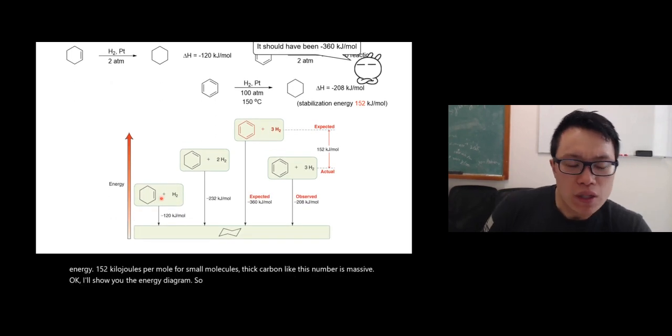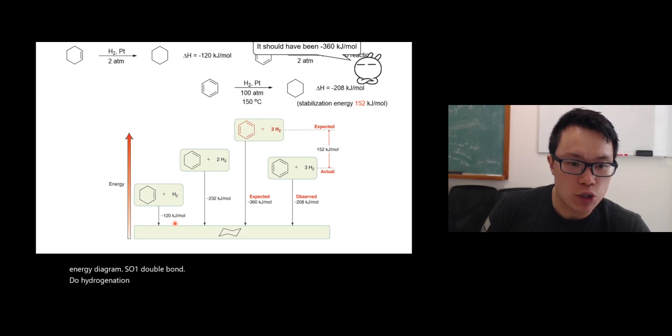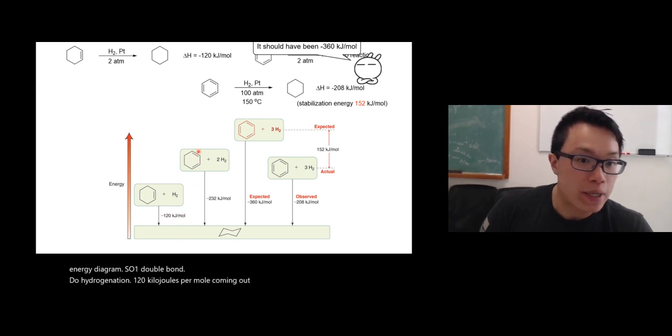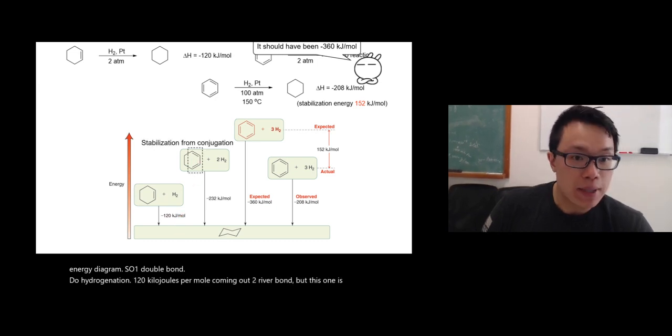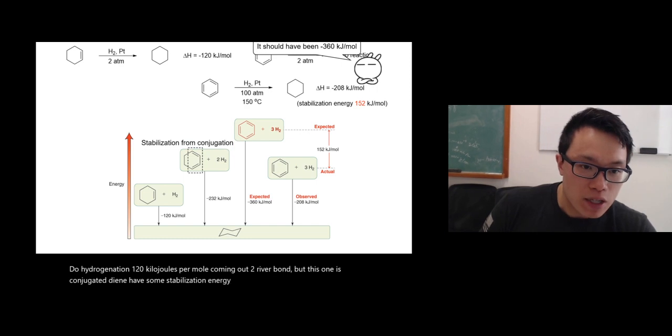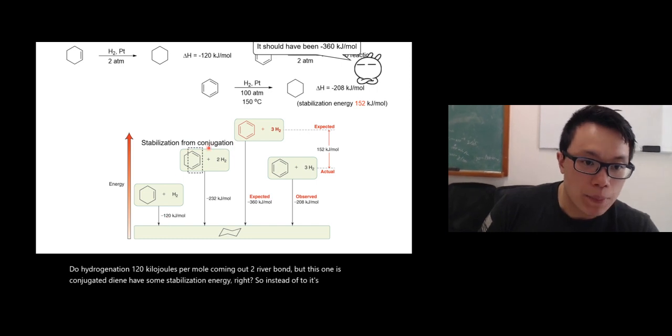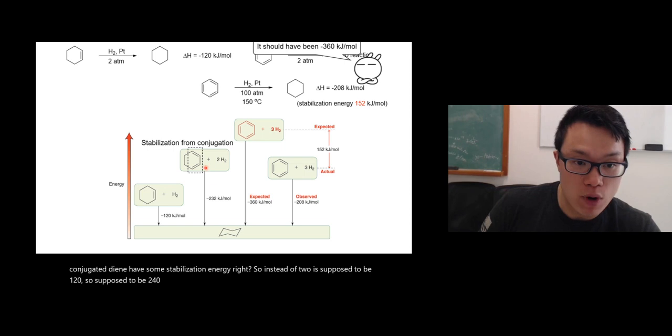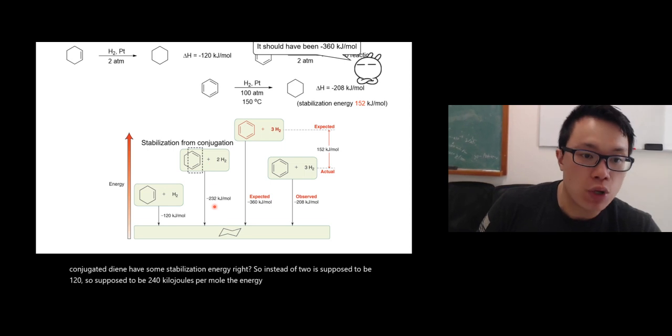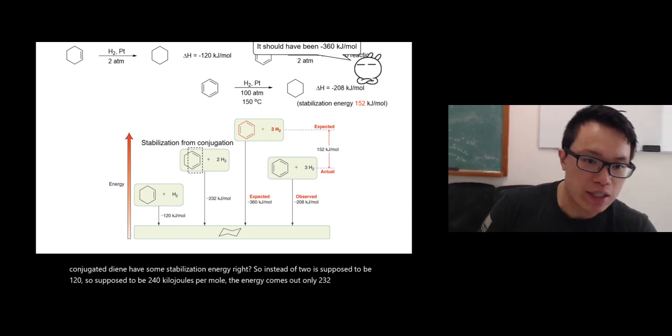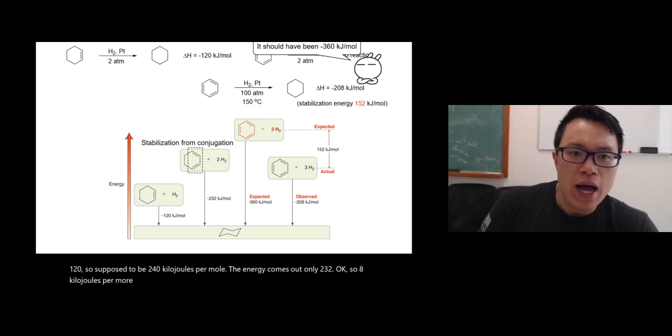So one double bond, doing hydrogenation, 120 kilojoules per mole coming out. Two double bonds, but this one is a conjugated diene, has some stabilization energy. So instead of it supposed to be 240 kilojoules per mole, the energy comes out only 232. Okay, so 8 kilojoules per mole of stabilization energy.